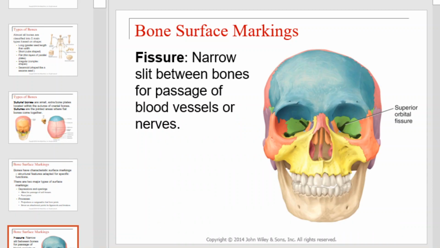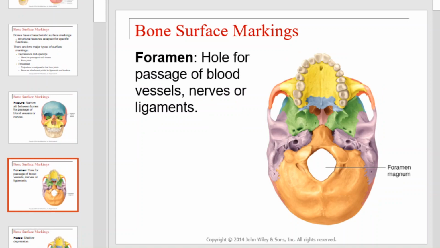Fissure. A fissure is a narrow slit between bones for the passage of blood vessels or nerves. Seen in this diagram is the superior orbital fissure at the back of the eye socket. A foramen. A foramen is a hole for the passage of blood vessels, nerves, or ligaments. Illustrated here is the foramen magnum at the base of the skull in the occipital bone.